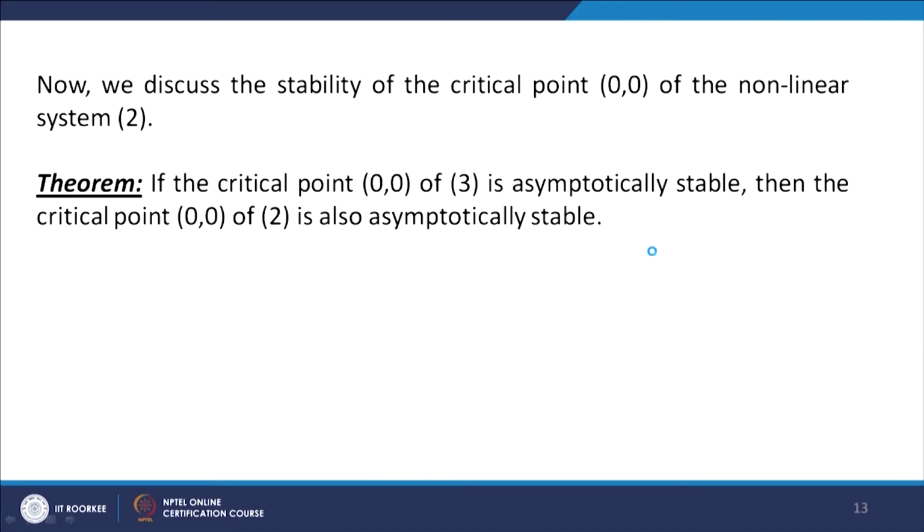Now, we discuss the stability of the critical point 0 0 of the nonlinear system 2. We have the nonlinear system dx by dt equal to ax plus by plus p1 xy, dy by dt equal to cx plus dy plus q1 xy. The associated linear system we are considering is dx by dt equal to ax plus by and dy by dt equal to cx plus dy. If the critical point of the linear system 3 is asymptotically stable, then the critical point 0 0 of the nonlinear system is also asymptotically stable.